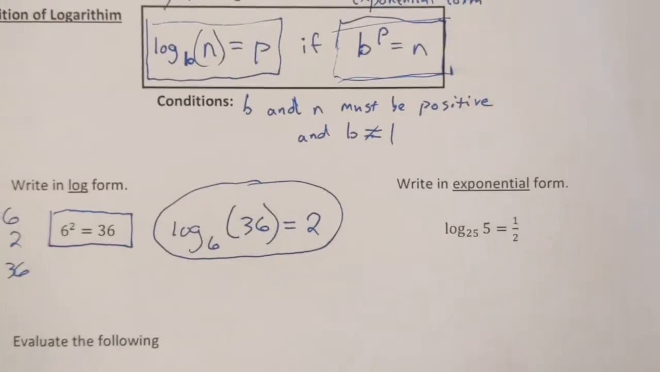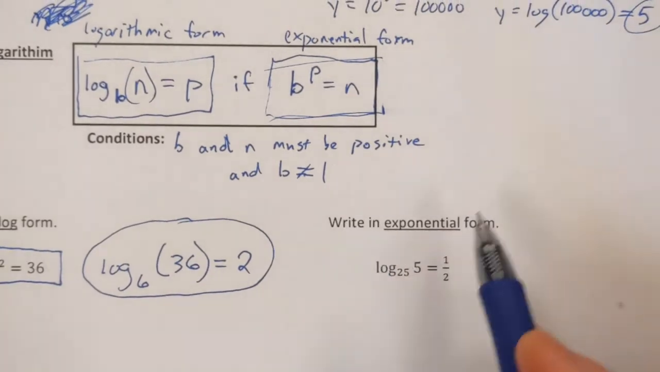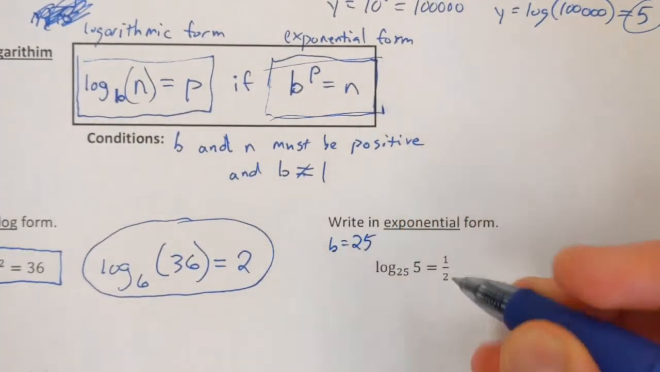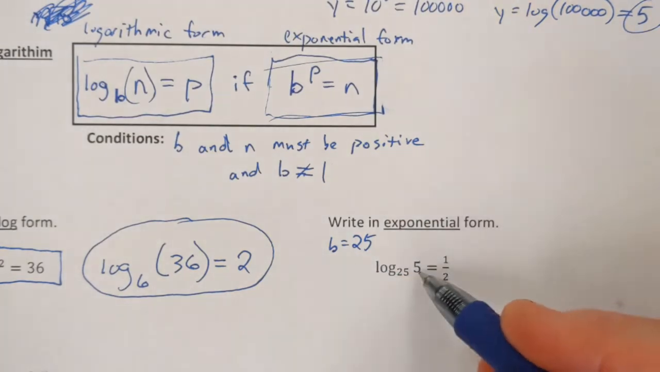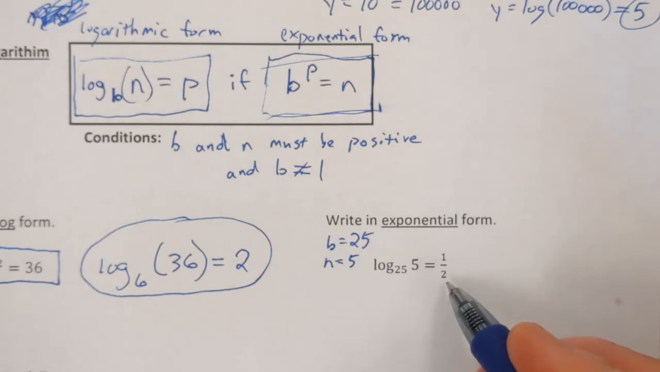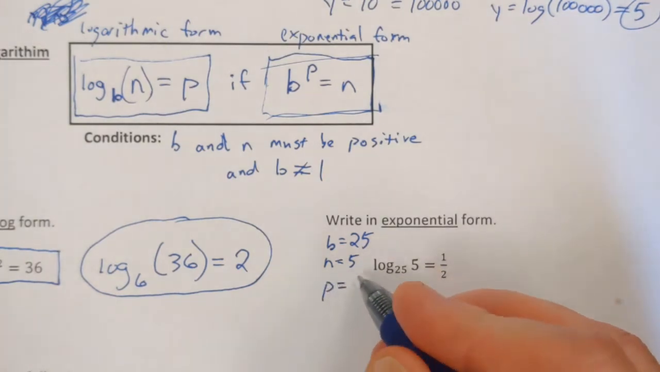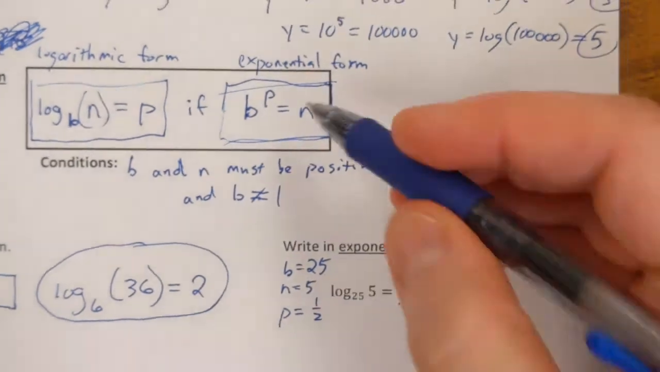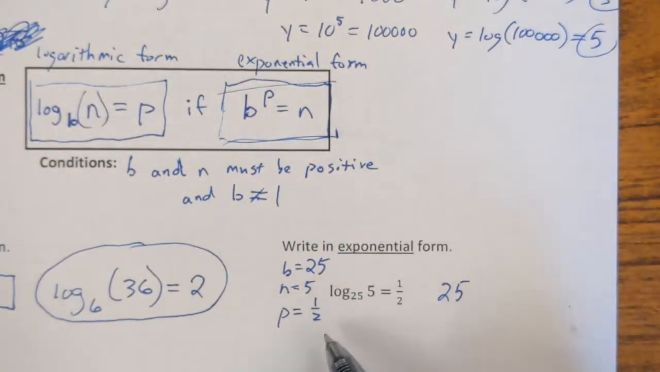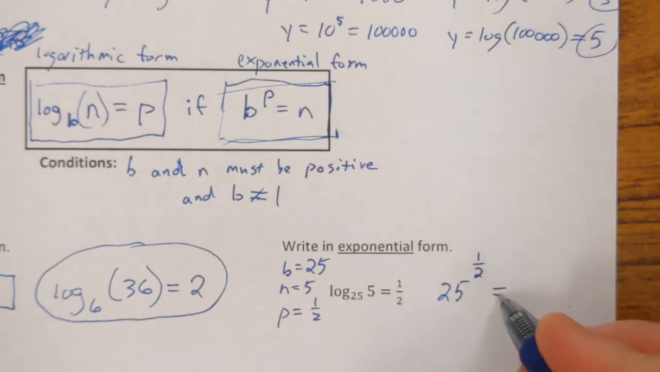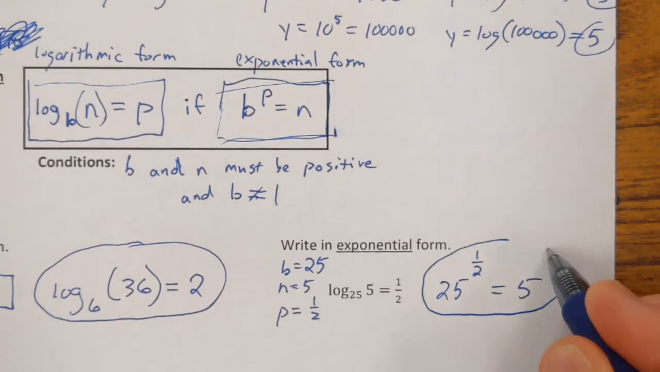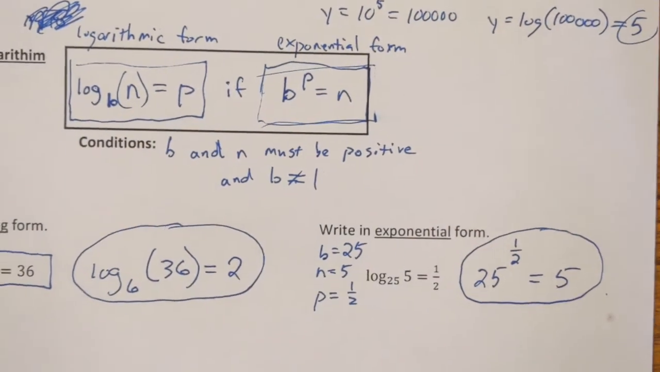Okay, now let's go in the opposite direction. Here it says write this in exponential form. So we could say the base number b is 25. This 5 here is called n. N is 5. The p value is 1/2. All right, so if we rewrite this in exponential form, it's the base number 25 to the p power, 1/2 power, is equal to this answer, 5. These are both true statements, and they're both stating the exact same fact.